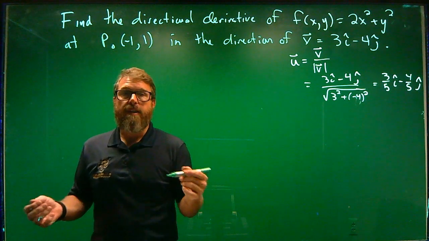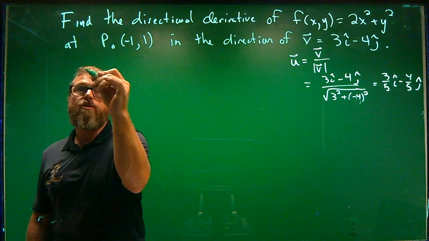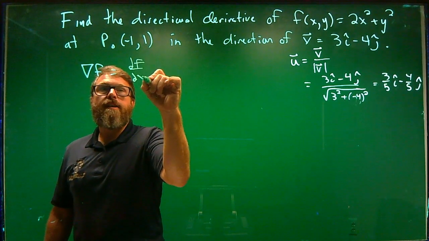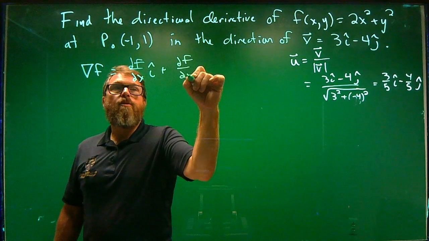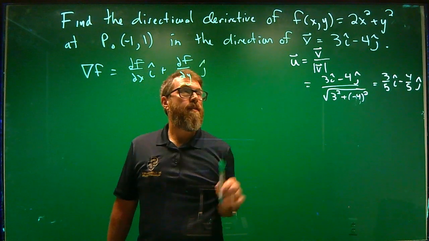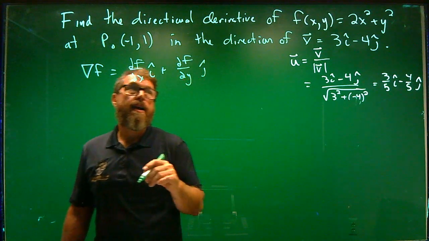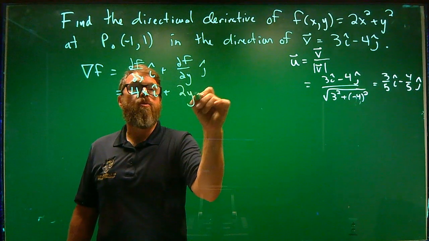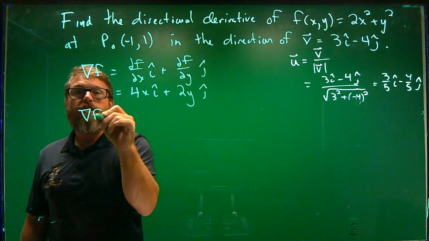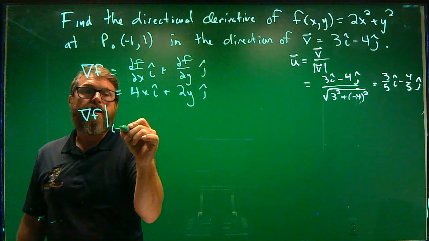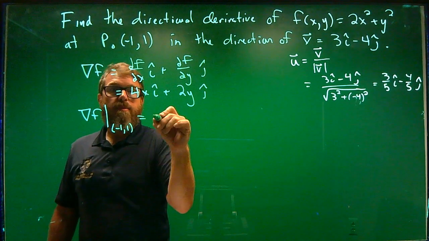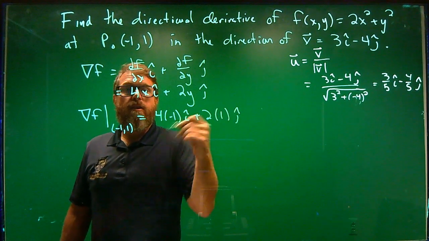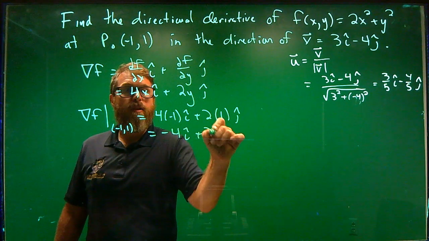So in order to find this part of the solution, we're going to need the gradient of f. I chose a very simple function. So this is going to be df dx i plus df dy j. The derivative with respect to x is going to be 4x, so this is 4x i. And the derivative with respect to y is going to be 2y j. What I'm actually going to need is the gradient evaluated at p naught, p naught being negative 1 comma 1. So 4 times negative 1 i plus 2 times 1 j. So this is going to be minus 4i plus 2j.